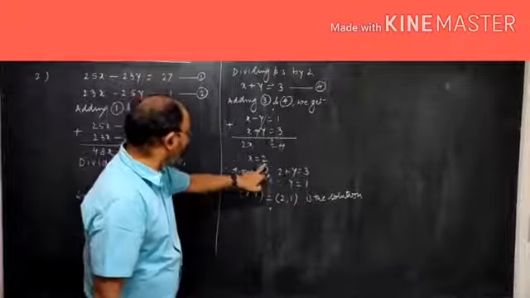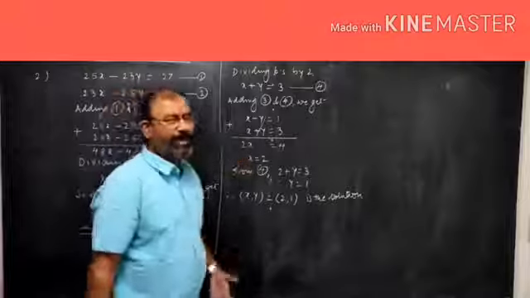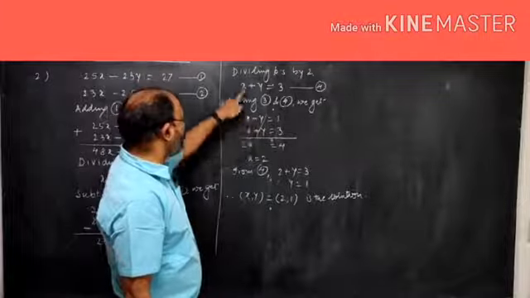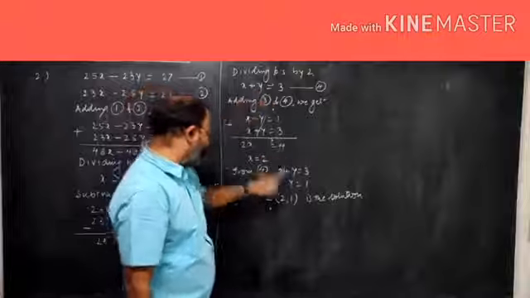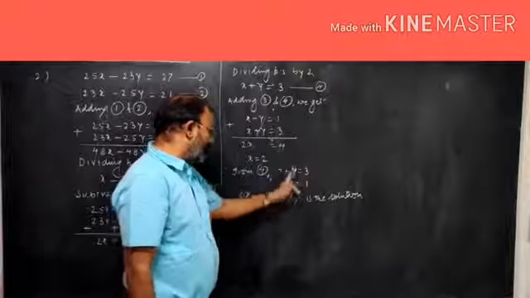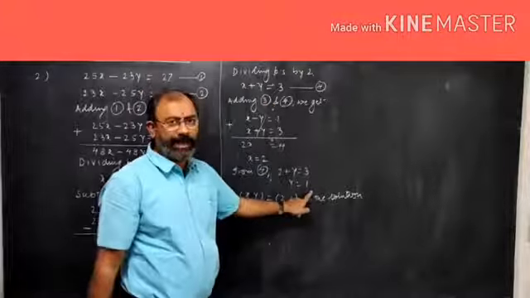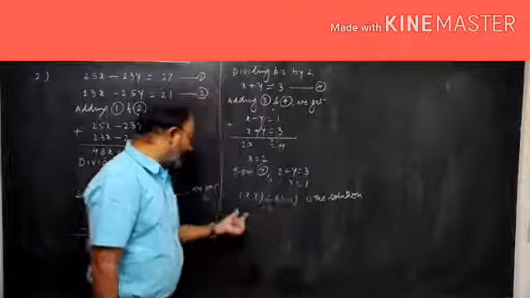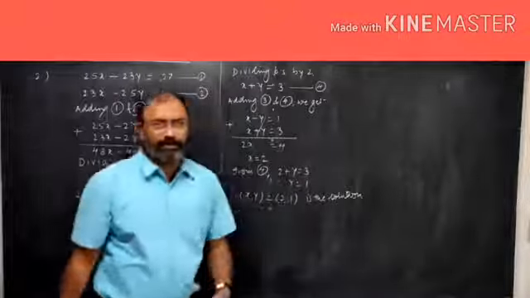And if I put the value of x is equal to 2 in any of the four equations, I will use the simplest equation. This value of x I am putting here. So 2 plus y equal to 3. This 2 goes to the right side. You get y is equal to 1. So the value of x is 2. The value of y is 1. Therefore 2, 1 is the solution.